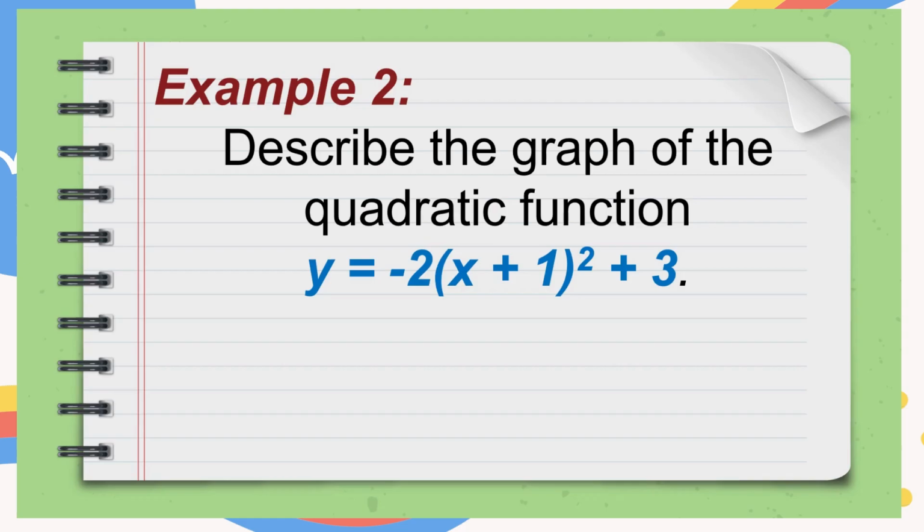For example number 2, try this in your notebook. Describe the graph of quadratic function y equals -2 times the quantity of x plus 1 squared plus 3. Again, when we say describe the graph, you're going to give the opening, the vertex, the domain, the range, the axis of symmetry, x-intercept, and y-intercept. And then after that, draw the graph or the parabola. And that's all for this lesson.